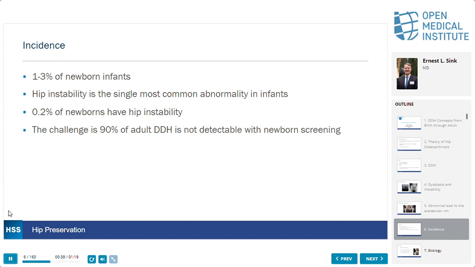0.2% of newborns have hip instability, where the Ortolani and Barlow are positive at birth. But the challenge is 90% of adult DDH is not detectable with traditional newborn screening. And that's more like our selective screening, those with risk factors, those with abnormal exam, okay? The question is now with universal screening, will that number be less? Or are the deformities at the end of growth what lead to this?